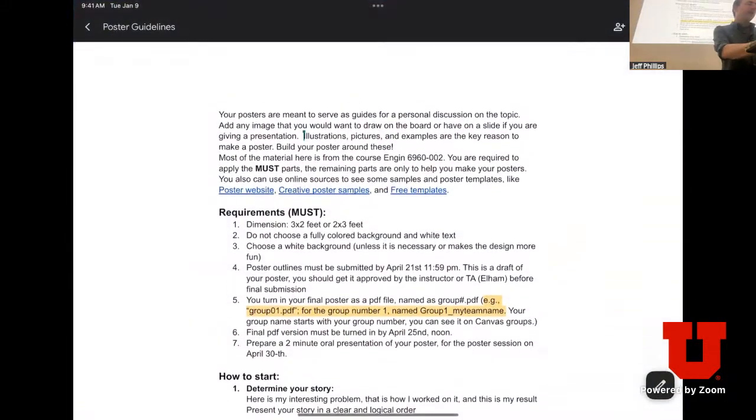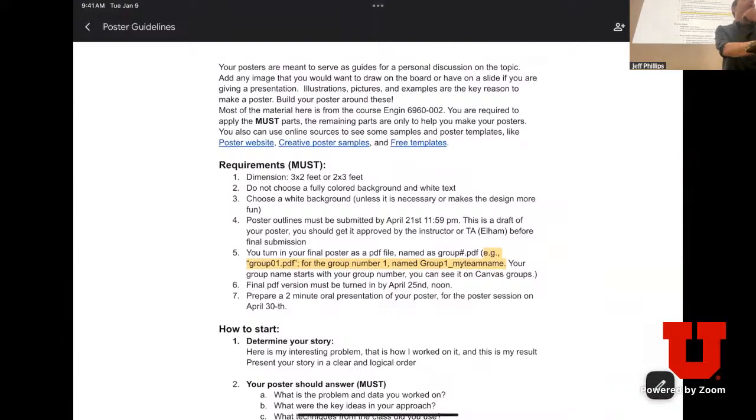Elham posted the guidelines for the poster. Again, we will print the posters for you once they've been approved. There was a small fee that went with this class that goes towards printing the posters. So we will handle that for you.